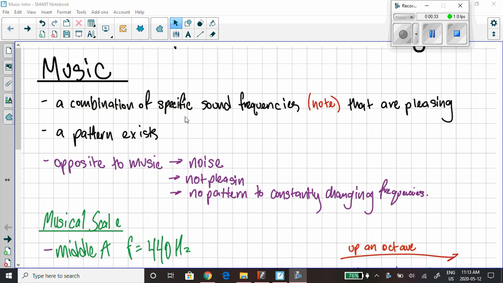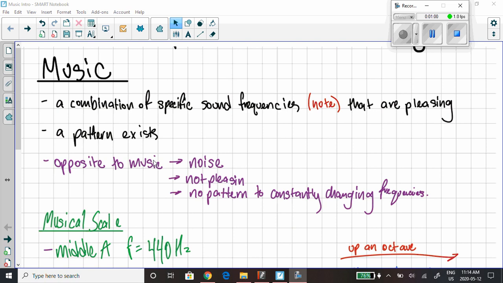So music is a combination of specific sound frequencies. And what they call these specific sound frequencies in the world of music is a note, a musical note. And it becomes a note when it's pleasing to us. It sounds nice, this combination of notes. There's some pattern to it.